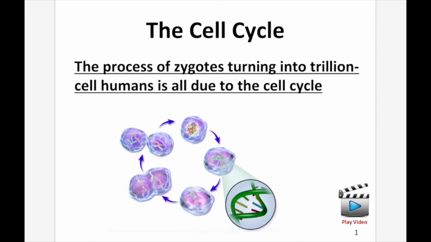The cell cycle. The process of zygotes turning into trillion-cell humans is all due to the cell cycle.